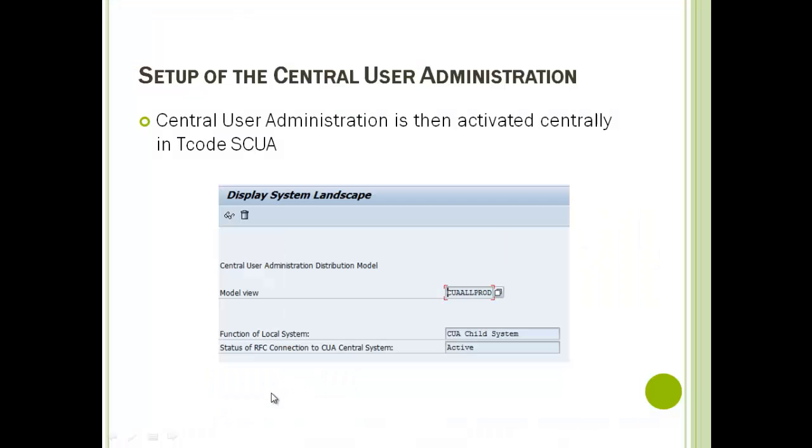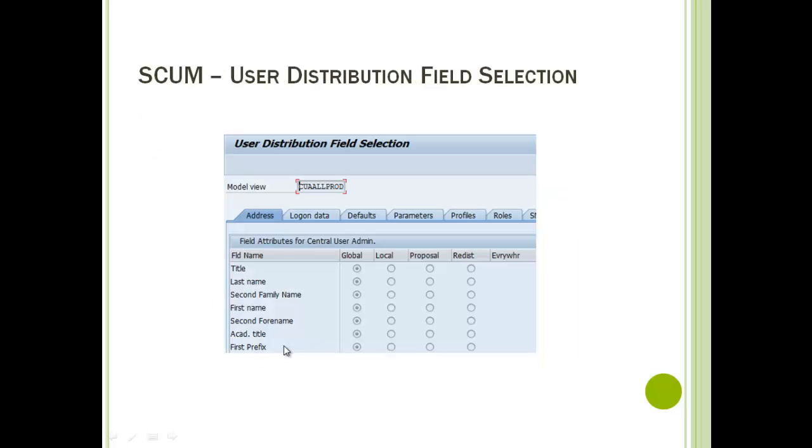Then let's go to the next one. The next transaction code is again quite important. As we discussed before, we can customize what data we want to transfer from our central system to the child system. Using this transaction code SCUM, user distribution field selection, you can define each attribute of the user master, which one you want to manage globally or which one you want to manage locally. Each tab looks, for example, like your same SU01 setting.